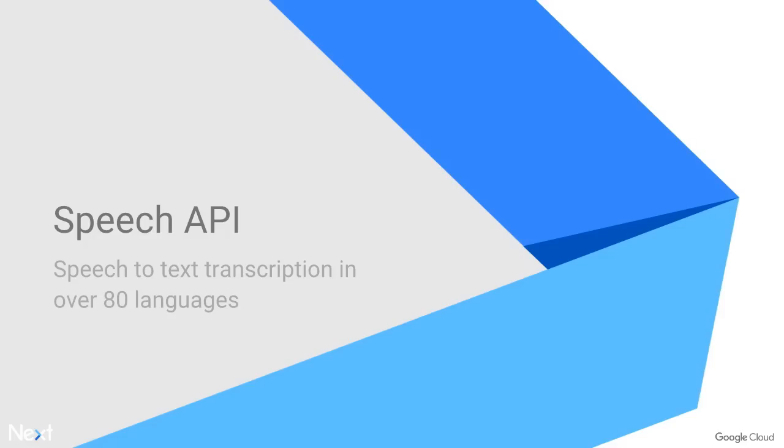That was the Vision API, showing you how you can get a lot of data on your images with a pre-trained machine learning model. Next, I want to talk about audio data. And the Speech API essentially exposes the functionality of OK Google to developers. It lets you do speech-to-text transcription in over 80 languages.